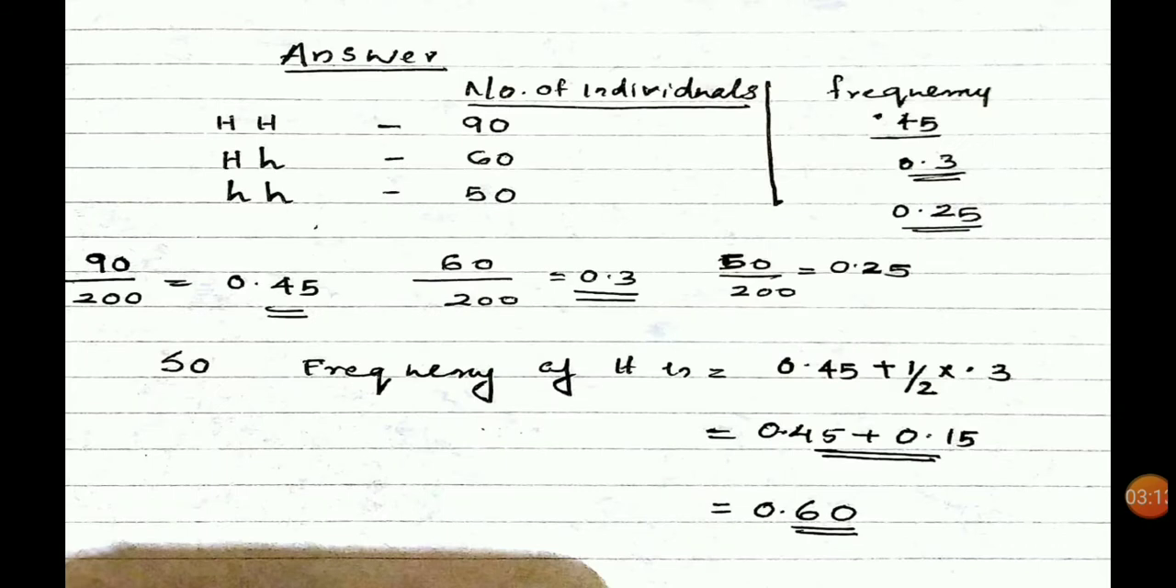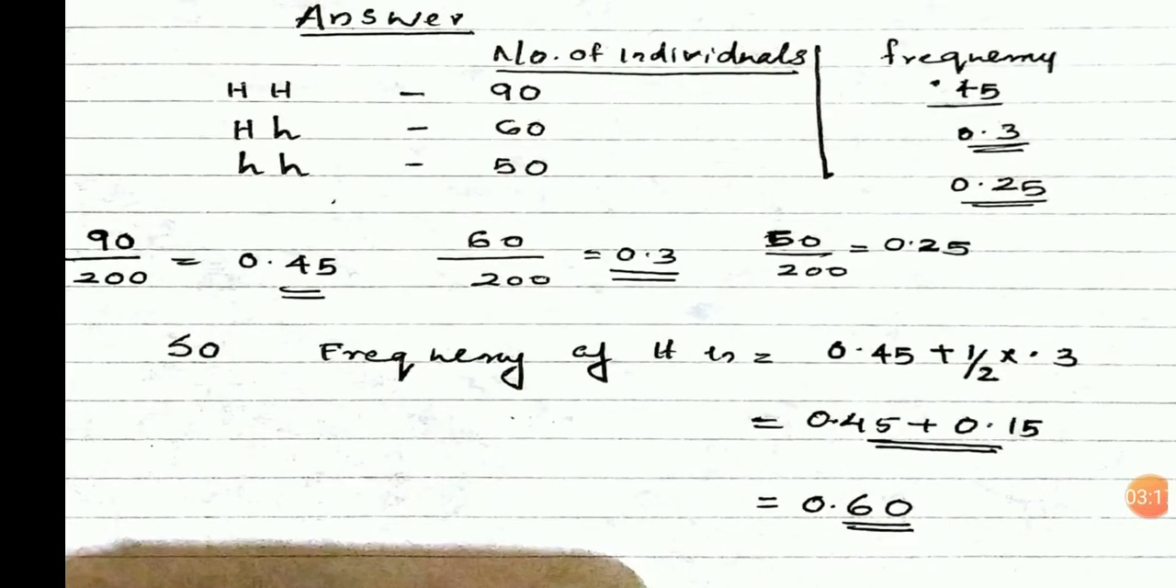So the number of HH individuals is 90, heterozygous Hh is 60, and small hh is 50. So the frequency we calculate is 90 by 200, that is the total number of individuals, which is 0.45. 60 by 200 is 0.3, that is the Hh condition, and 50 by 200 is 0.25.